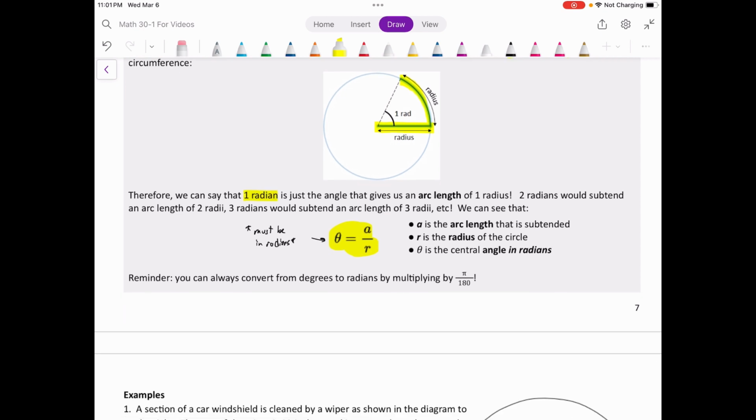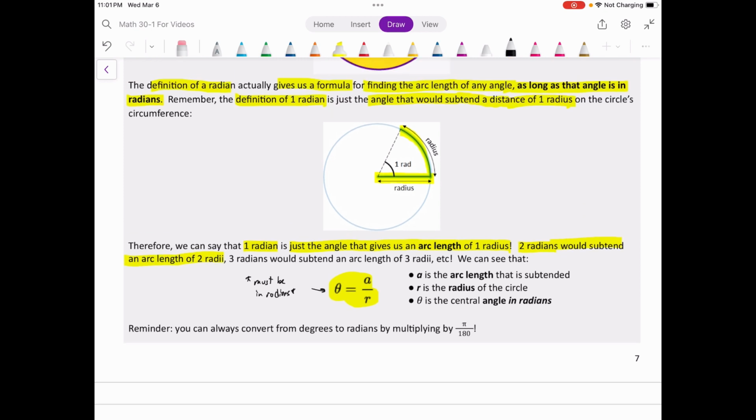1 radian then is just the angle that gives us an arc length of 1 radius, okay? 2 radians would subtend an arc length of 2 radii, right? If I make this angle twice as big, so now this is 2 radians instead of 1, you can see that now we've subtended a total distance. The total arc length now is 2 radii, right? Do you notice how that's gotten about twice as big? There's now 2 radii that fit in there, okay?